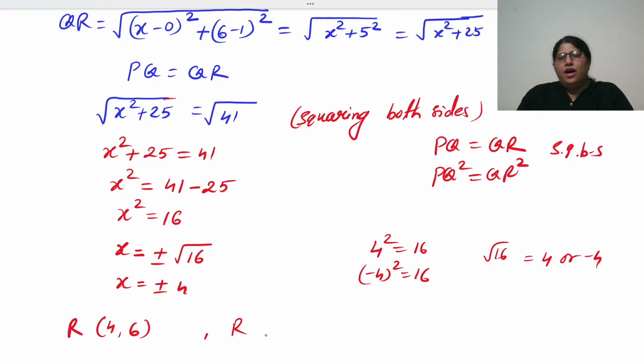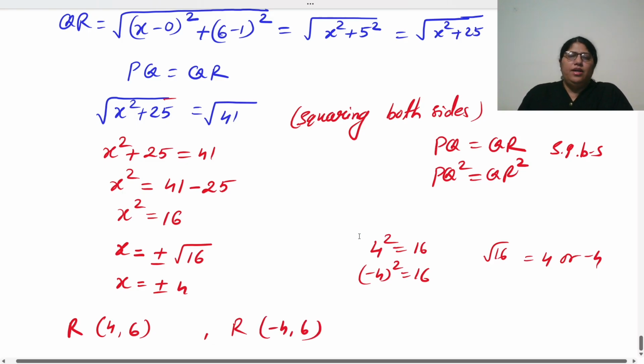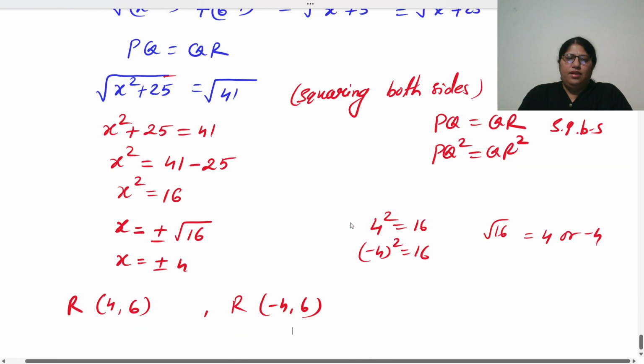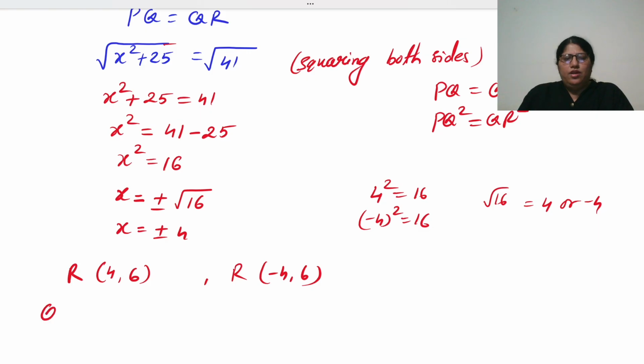Or coordinates of R can be minus 4 comma 6. Now let us see here, we got the value of x. What else do we need to find out here? We need to find out QR and PR length, right? So what we need to find out here? QR and here PR length.